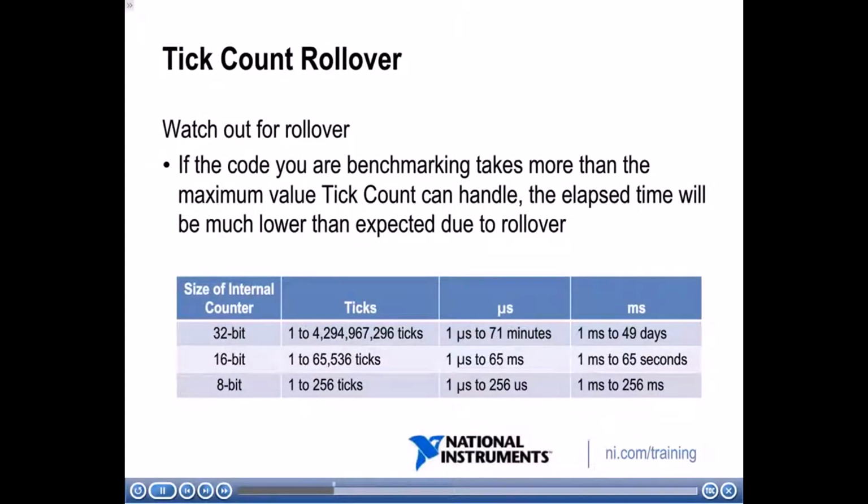So again, we see this table. Let's say you're trying to measure something and you're expecting that the loop period is going to be around 35 milliseconds. If millisecond resolution is good enough for you, then you can choose milliseconds to be your units, and because it's less than 256 milliseconds, you can choose an 8-bit internal counter. But just be aware, if for some reason that loop period goes above 256 milliseconds, you're not going to get the expected result because of rollover.